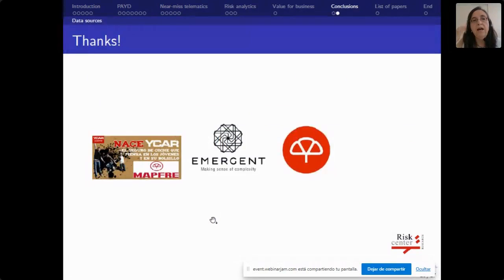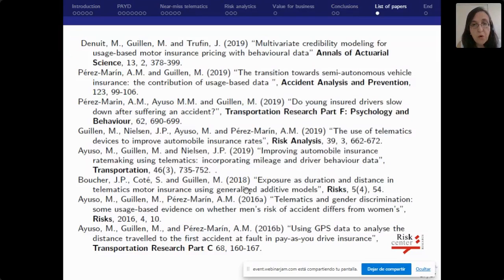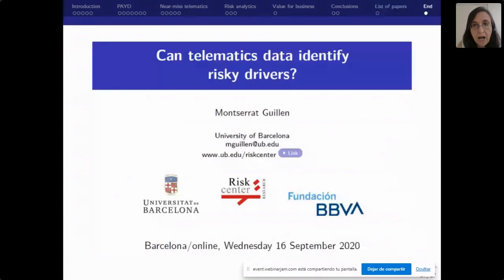I want to thank some of the data source providers. All the data that you have seen today are real. They come from real companies. One of them is Mapfre, another one is Emergent. And I also want to show you a list of papers that I can send you a copy of if you are interested, and also of working papers that we are doing today.